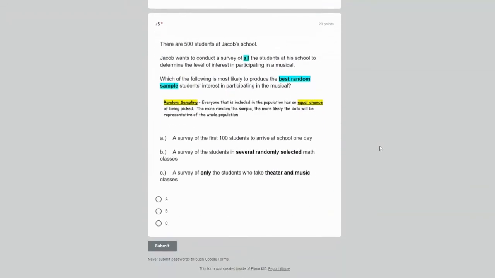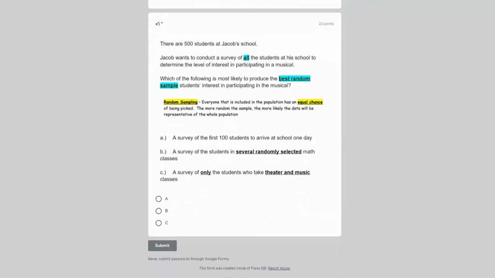Question number 5. There are 500 students at Jacob's school. Jacob wants to conduct a survey of all the students at his school to determine the level of interest in participating in a musical. Which of the following is most likely to produce the best random sample of students' interest in participating in the musical?